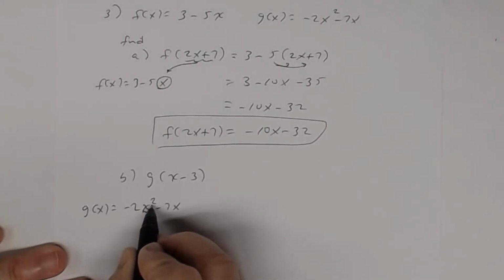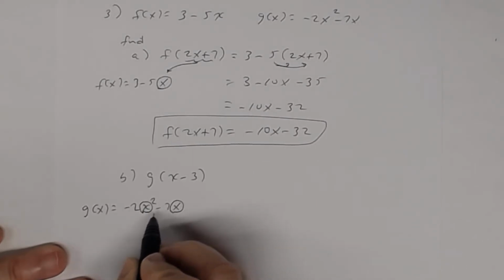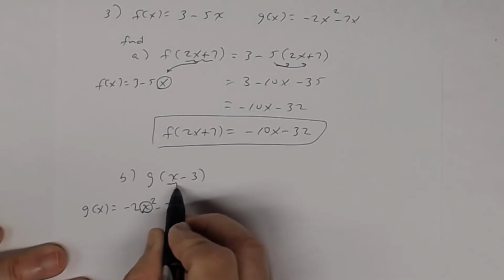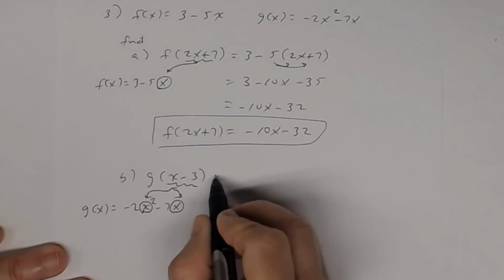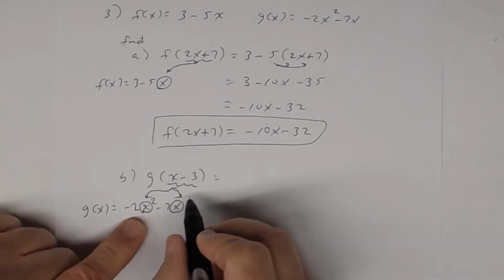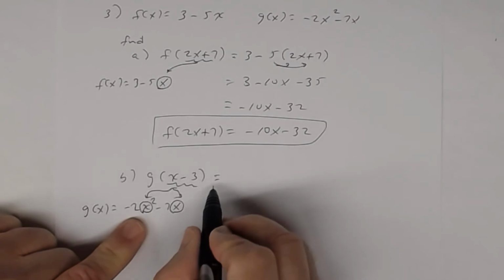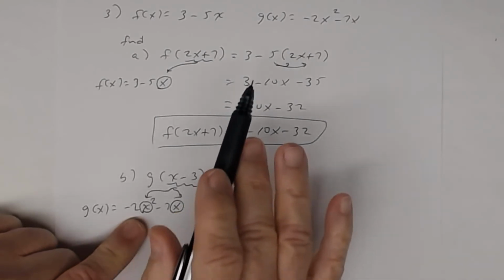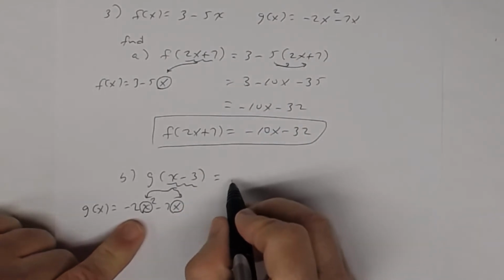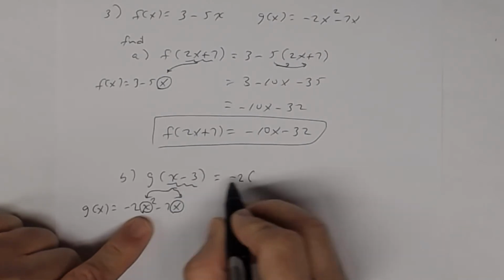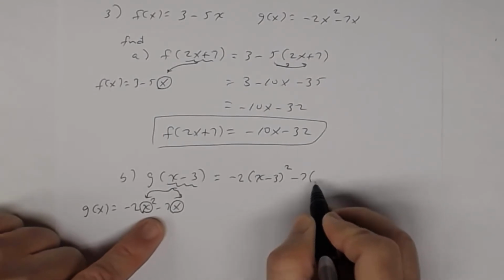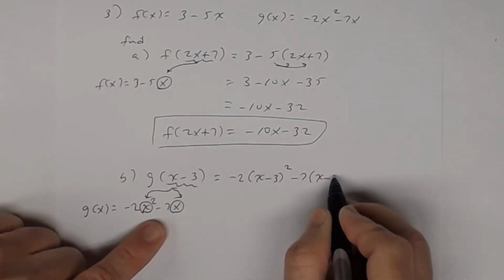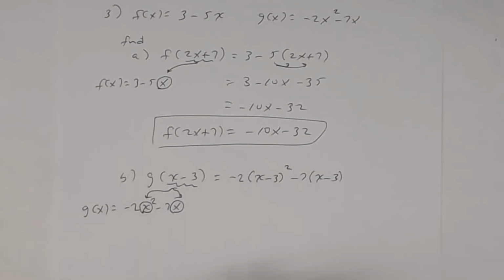Let's circle the variable x, and wherever I see that variable x being circled, I'm going to substitute x minus 3. Let's write that in. Remember, when you do your work, it has to look like this: negative 2 times, in parentheses, x minus 3 squared, minus 7 times, in parentheses, x minus 3. Everything you write has to be mathematically correct.